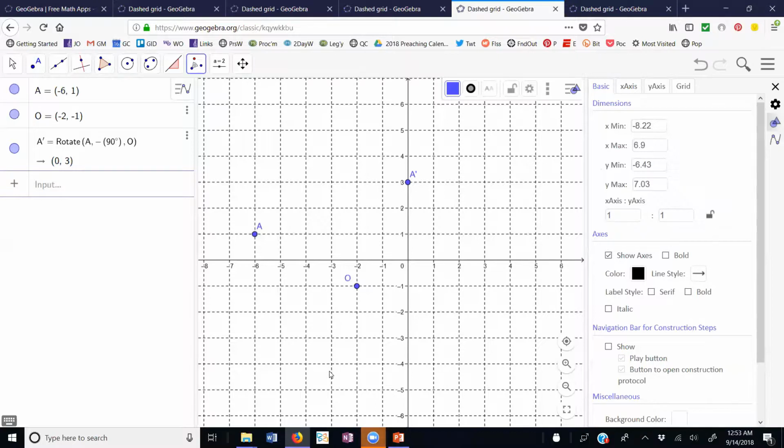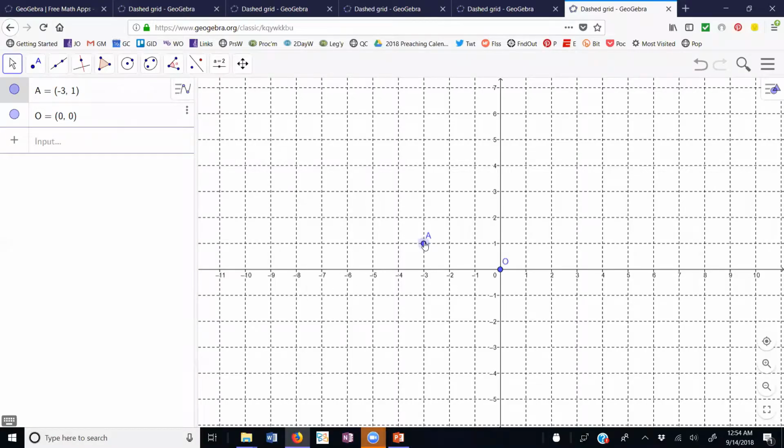Now let's see how slope is manifested in dilation. Okay, here's my point A, and here's my center of dilation, which is the origin right now. And let's say that my scale factor is going to be 3. What this means is I'm going to come from O out to A, and then I'm going to triple that. So I'm coming to the left 3 and up 1. I'm going to go to the left 3 and up 1 a second time, and to the left 3 and up 1 a third time to get to my image point.